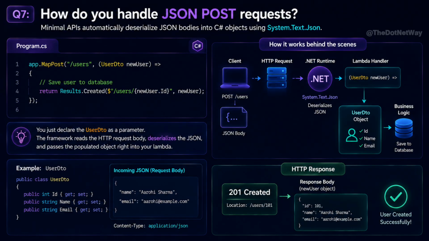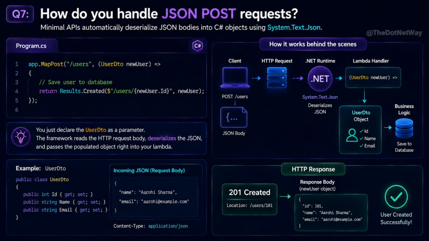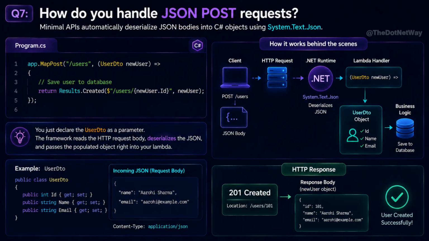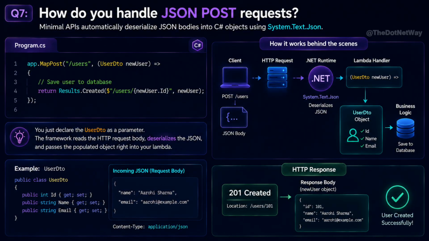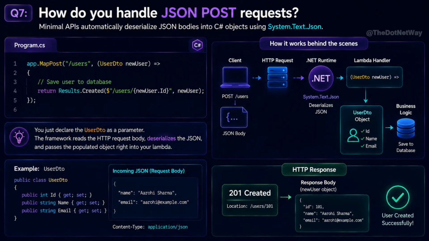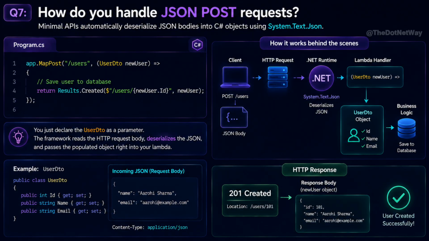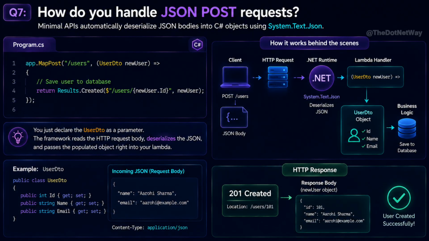What about receiving JSON payloads from a client? Minimal APIs automatically deserialize JSON bodies into C# objects using System.Text.Json. Simply declare the user DTO as a parameter. The framework reads the HTTP request body, converts the JSON into a populated C# object, and passes it directly to your lambda function.